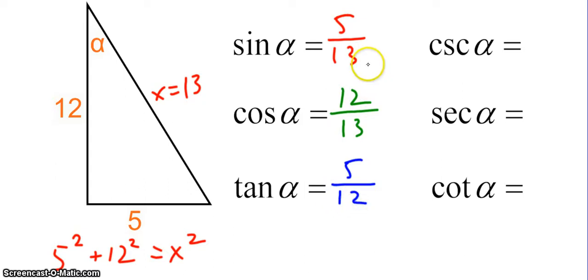Pretty simple, hopefully. Now we want to move on to the reciprocal functions. Well, if sine and cosecant are reciprocals, then I know the cosecant of alpha is the hypotenuse over the opposite. Secant of alpha is the reciprocal of cosine.